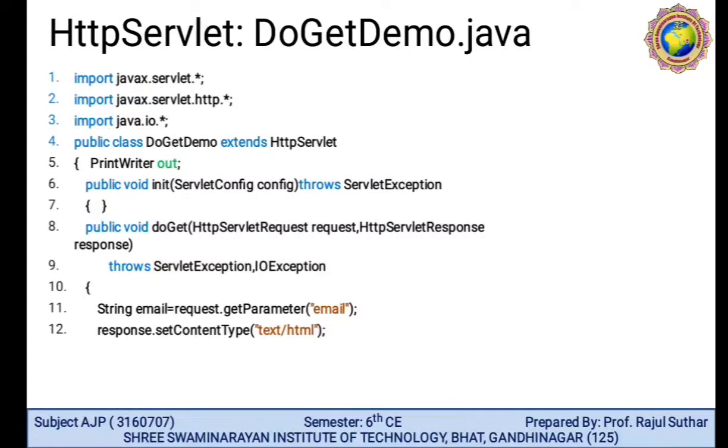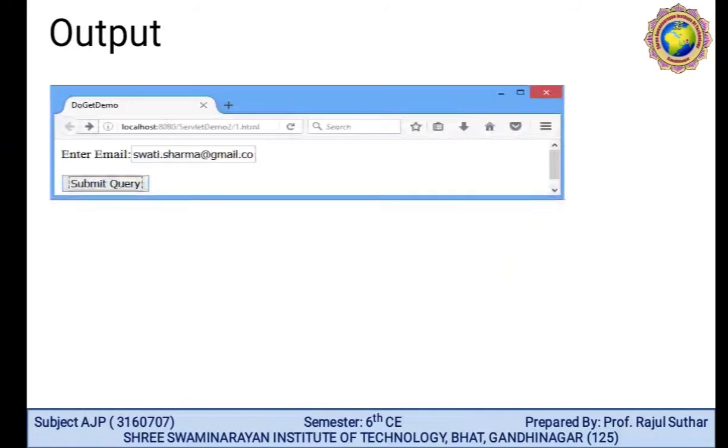response.setContentType is the MIME type, so text in the form of HTML. So it is a format. out is equal to response.getWriter. out.println my email plus email. So what is the output?